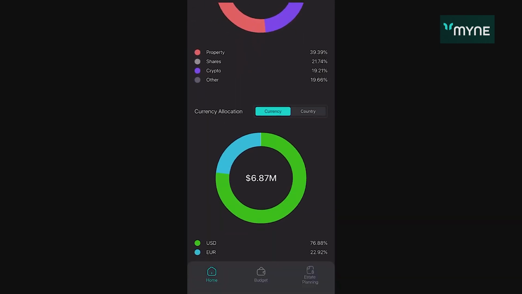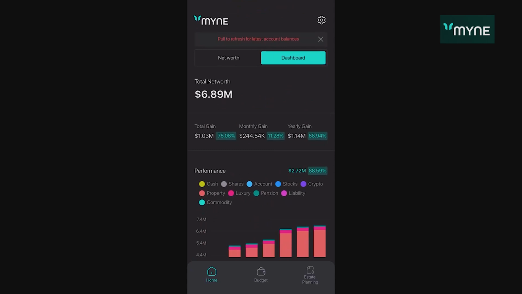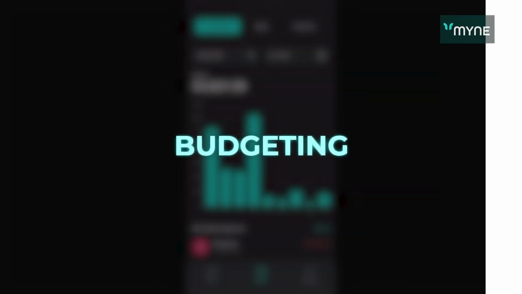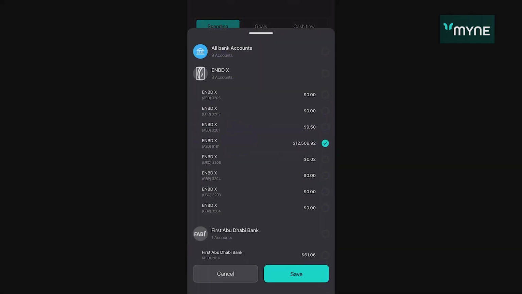You can see your currency and country allocation. Currency and country allocation is how your assets are distributed by currency as well as by country. So this is the first view of net worth. Now, when it comes to the second vertical, which is budgeting, here, since we already connected your bank accounts with the open banking, we give you a live view of your spend.